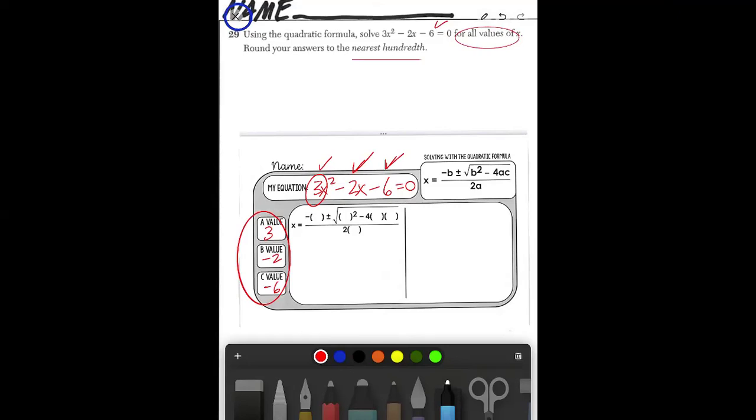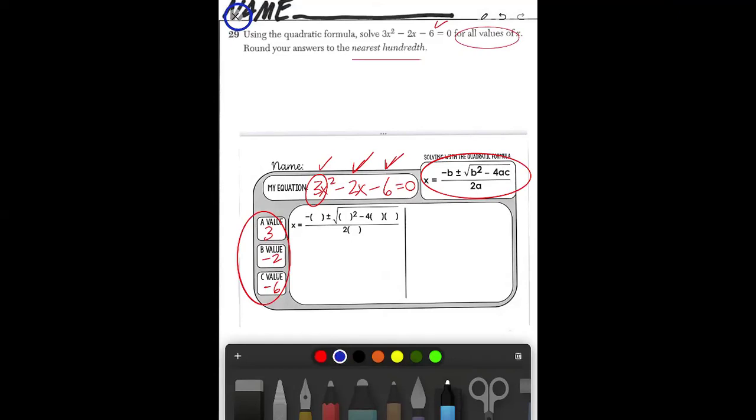Now that we've got those values, we're going to plug them into the quadratic formula. Wherever you see the letter B, you're going to replace it with -2. Wherever you see the letter A, you're going to replace it with 3. And wherever you see the letter C, you're going to replace it with -6. So that's what we're going to do here.